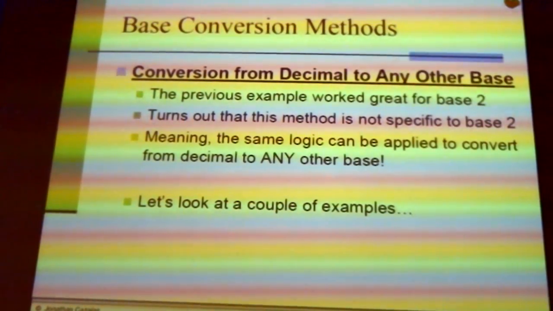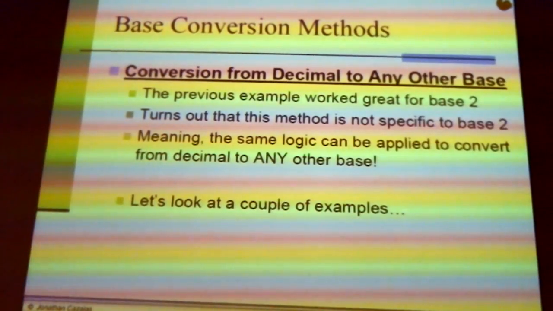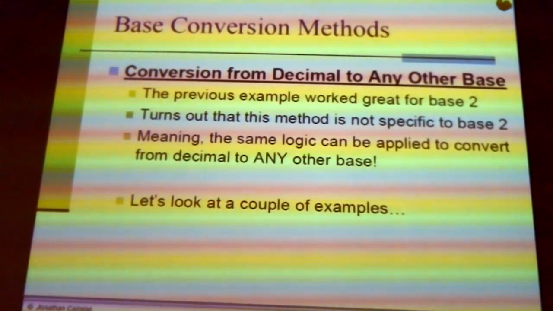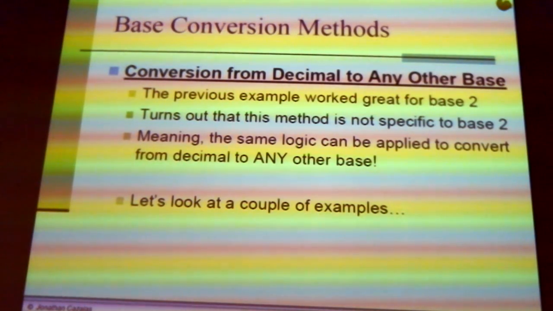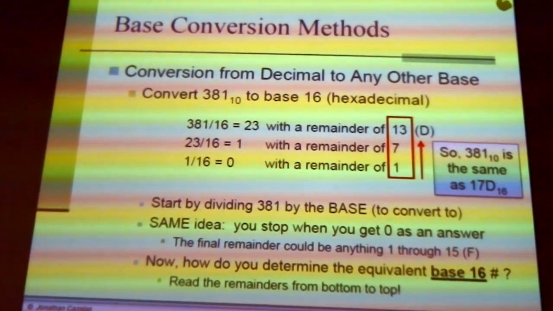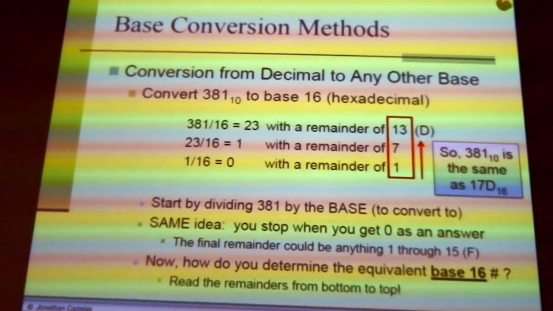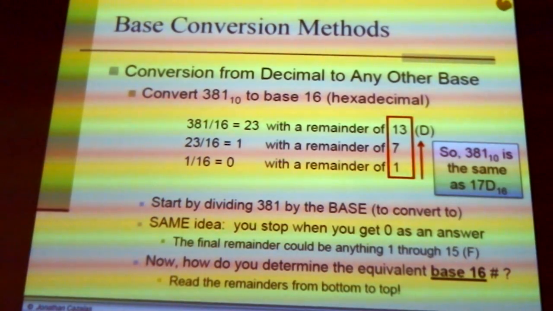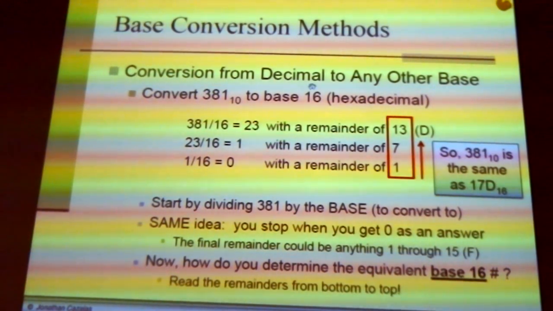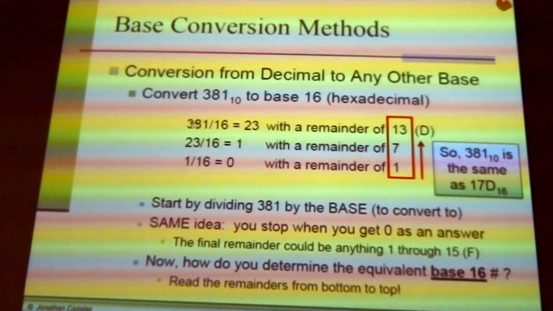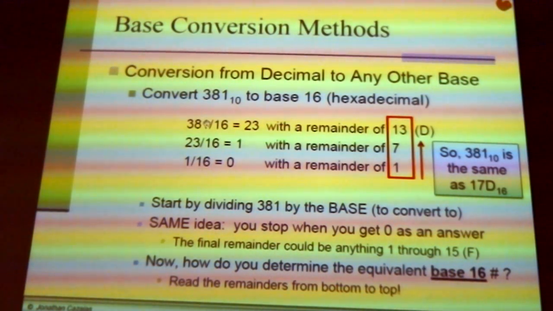So if we want to go from binary to any other base, it's pretty easy because you're just dealing with 1 or 0, be it on or off, right? So the same logic we use that I just walked through on that last slide. Here, we're going to convert from decimal to hex, okay? So we take our number, 381.